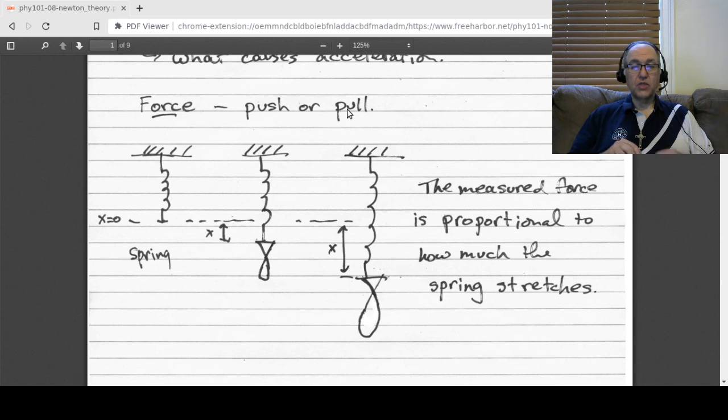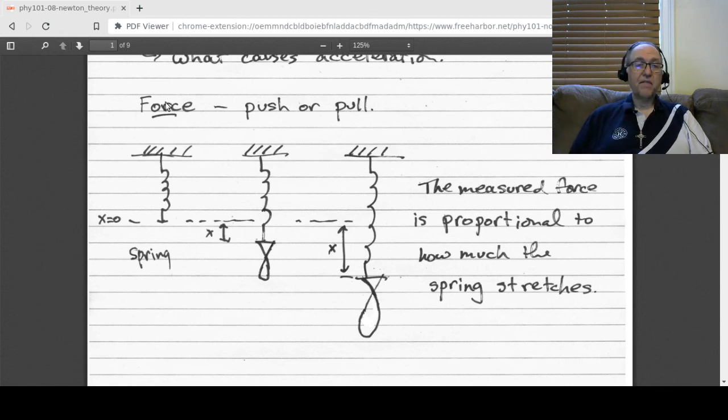Intuitively, you could say a force is any kind of push or pull. If I push on some object, I'm exerting a force on it. Or if I have a rope and I'm pulling on it, I'm exerting a force. Anything that's a push or a pull is a force. But to make this precise, how do we measure a force? To measure something, you need an instrument, and the instrument used to measure a force is a spring.